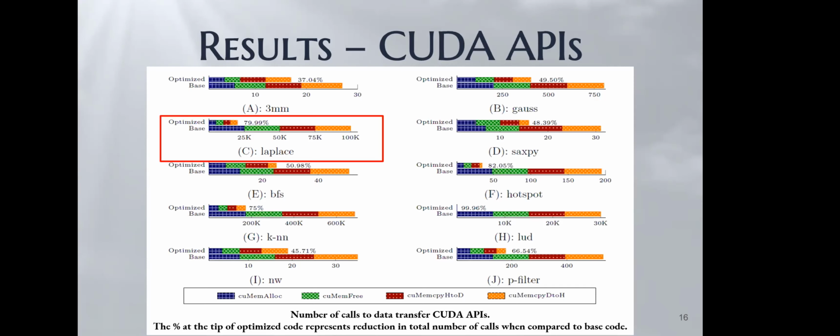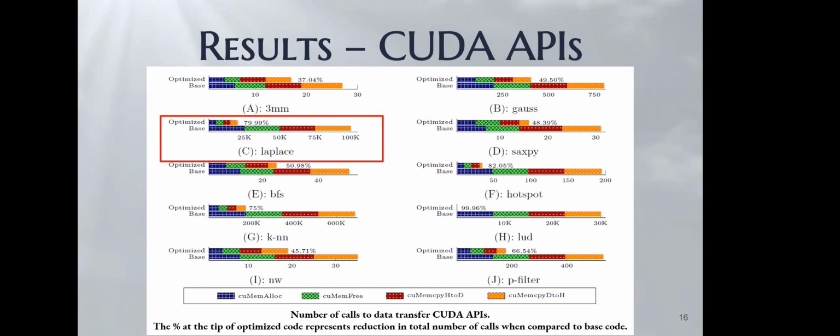Upon further analysis of the base code, we discovered that it was calling a kernel from inside a loop which iterated 5,000 times. In our optimized code, the data transfer for the arrays was moved outside the loop. It dramatically reduced the number of times the data was moved between the host and the device. So in the optimized code, each of the 4 concerned APIs was called only around 5,000 times, with a reduction of total number of API calls by 79.99%.